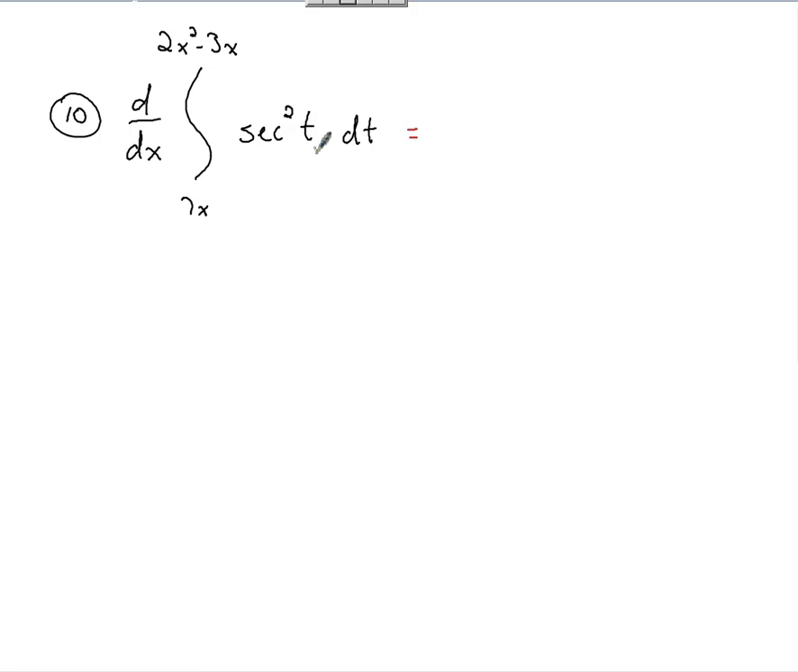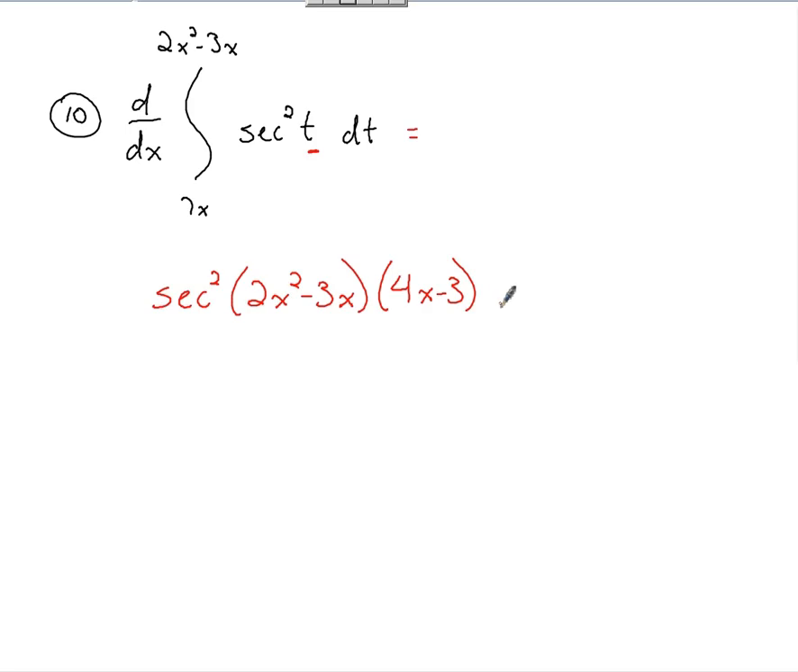I plug it into this secant squared of t in the place of t. So how that would look, it would be secant squared of 2x squared minus 3x. And now what we're going to do is we're going to multiply by the derivative of this function we just plugged in. The derivative of 2x squared minus 3x would be 4x minus 3.